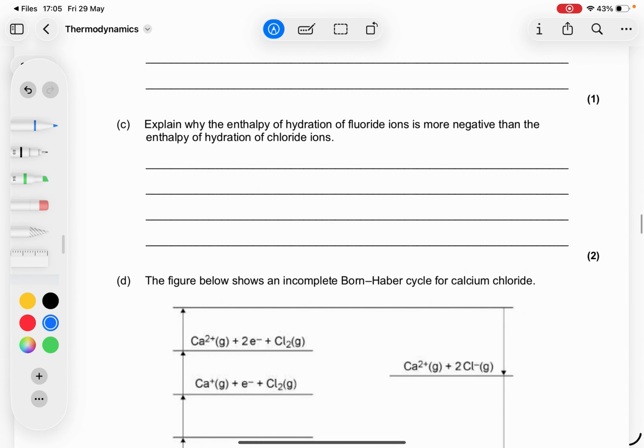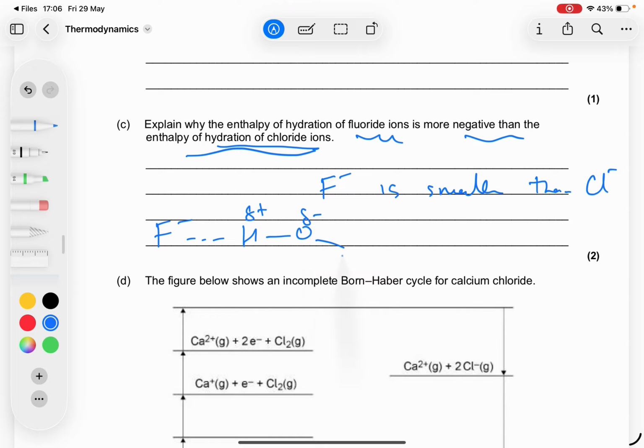And again, look here, explain why the enthalpy of hydration of fluoride ions is more negative than chloride ions. F minus is smaller than Cl minus. Yes, 1 mark. F minus has greater charge density. And then look at the second mark. Hydration is where the negative ion is attracted to the delta plus hydrogen in water. So you will say that the attraction between fluoride ion and the delta plus hydrogen in water is much stronger. So that's the key one.